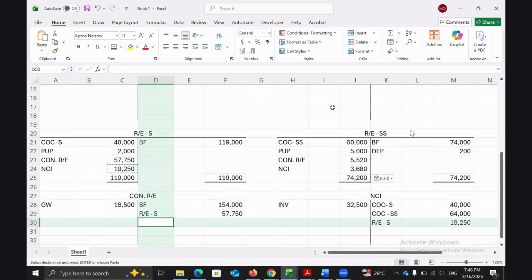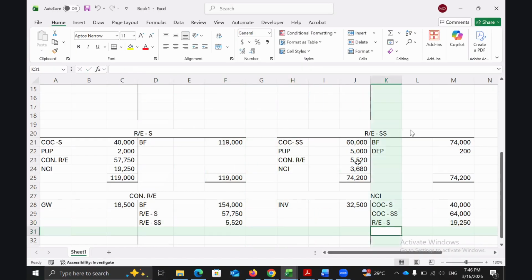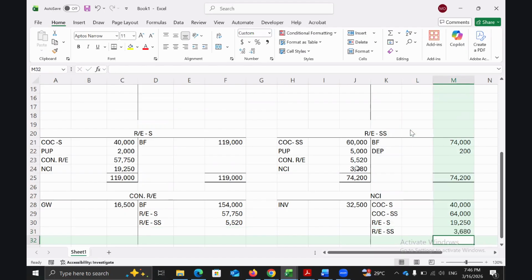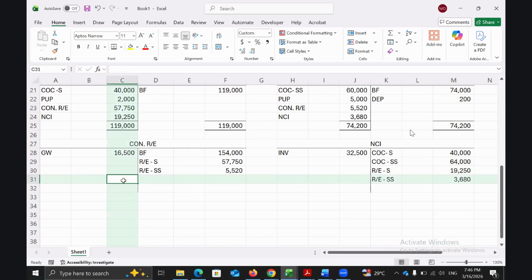Then the consolidated retained earnings credit, retained earnings of SS, 5,250. NCI credit, retained earnings of SS, 3,680. Okay. Then we'll take the current balances of retained earnings and NCI.